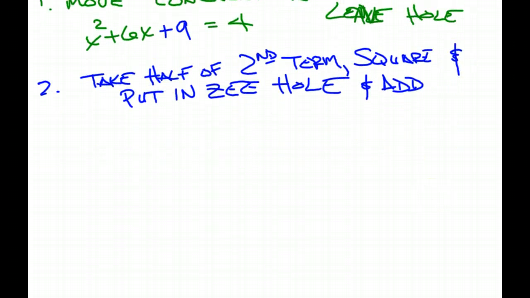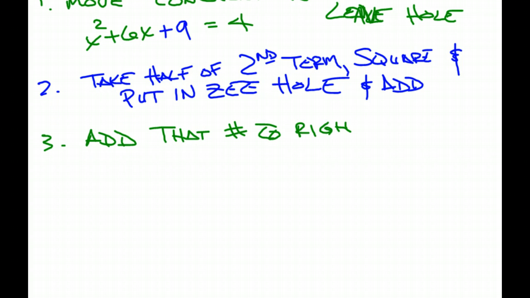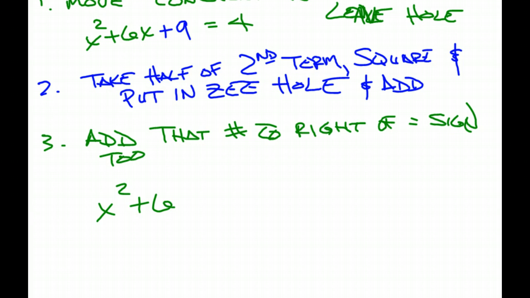Okay, so we've got a little bit of a problem here, because in algebra the rule is whatever you do to one side, you do to the other. So step 3, add that number to right of equal sign. So x squared plus 6x plus 9 equals 4 plus 9.